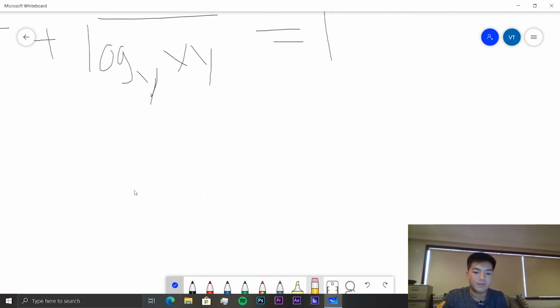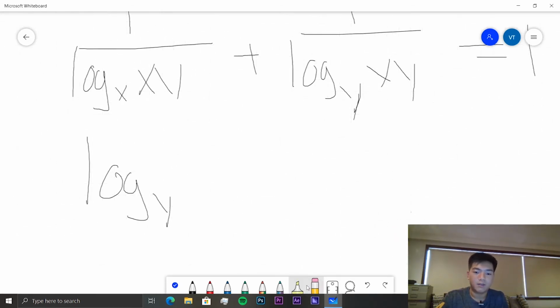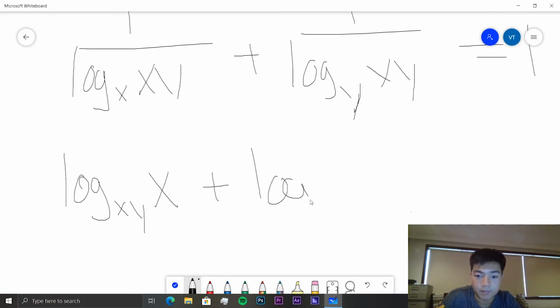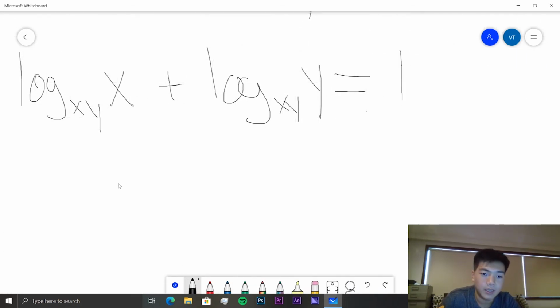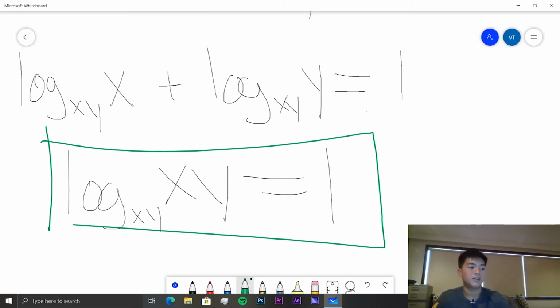Since we know that, let's go back. It's lagging. Since we know that 1 over log x to the xy is equivalent to log xy of x, plus log xy of y is equal to 1. And since we add these two together, we can simply write log xy to the xy. And this is, of course, equal to 1 since same base. So yeah, that is correct.